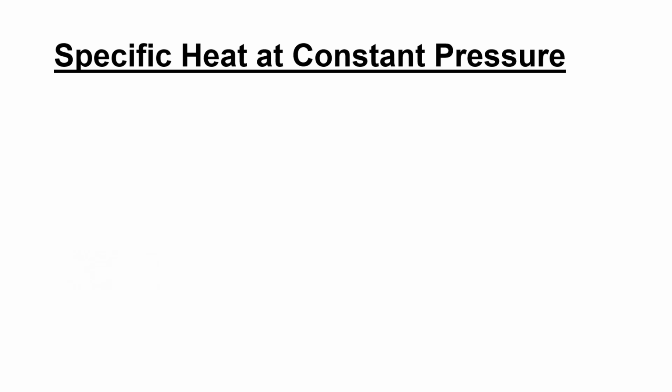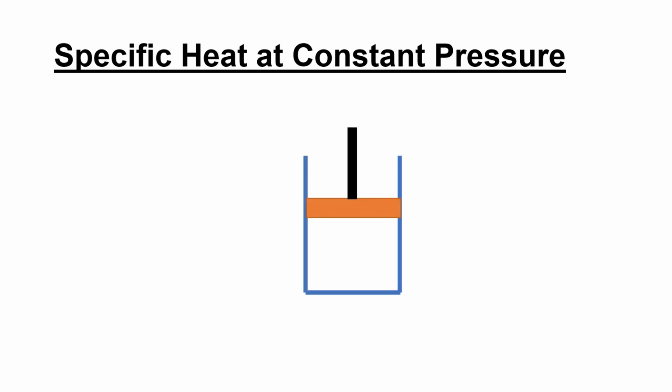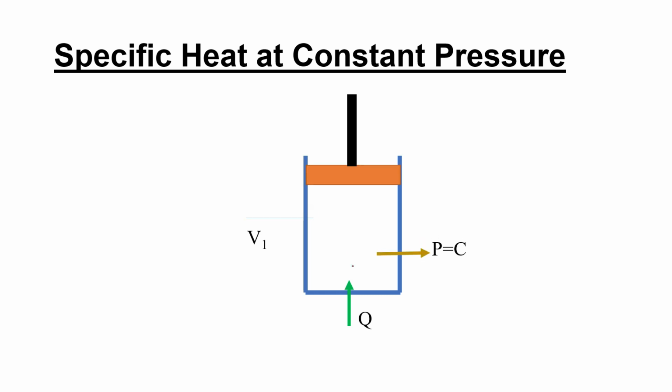Now let us understand what is the specific heat at constant pressure. Here also you are taking a piston cylinder assembly inside which you have a gas. So you have a gas here, you are supplying heat here. Then that means initially its volume is V1. So when you supply the heat, its volume increases to V2. Since the volume increases, the pressure will remain constant. That is, P is equal to constant.